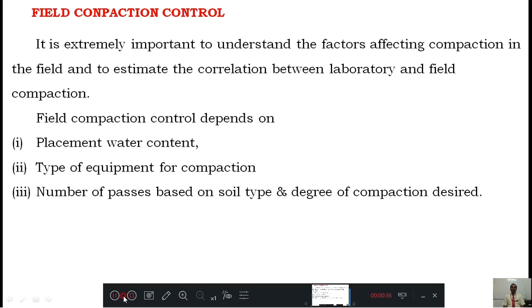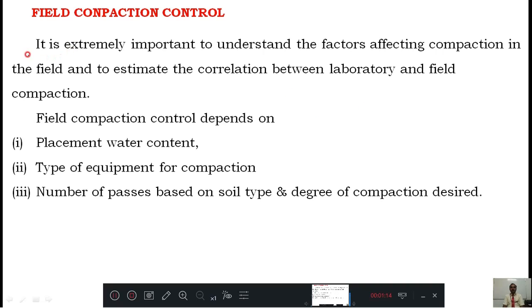This field compaction control means, in previous classes we studied only the laboratory experiments. That is, if you bring the soil to the laboratory, how you compact it, what maximum density you are going to achieve, and how much water content you add to get the maximum dry density. These all things you study in the laboratory. But the study in engineering will not be restricted to only the laboratory. You need to take that soil to the ground, and there you need to achieve whatever density you got in the laboratory, right?